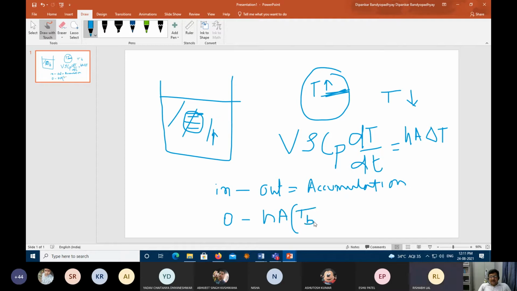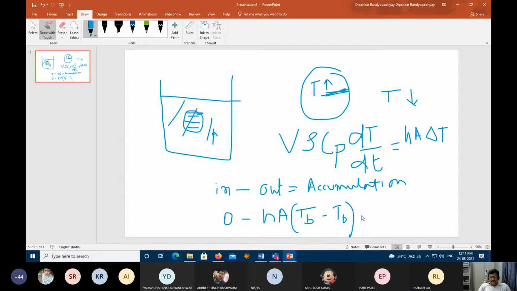T ball minus T infinity. T infinity means T oil, right? That will be equal to what? That will be equal to rho Cp V dT by dt, right? So this is your energy balance equation, right? Clear?